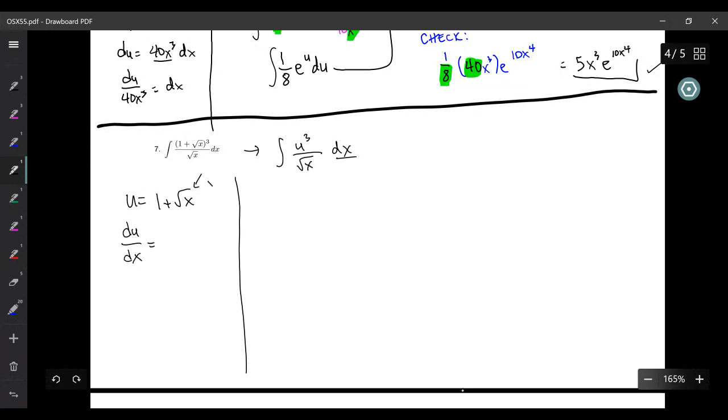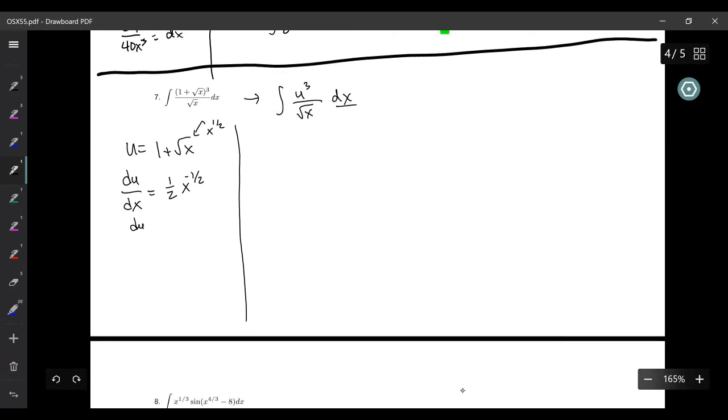Right, so this is x to the 1/2 power. So 1/2 x to the negative 1/2 power. So that's du over dx equals 1 over 2 root x. And so if you cross multiply, remember that this is your derivative column, you end up with 2 root x du is equal to dx. So now we're going to substitute this in right here.